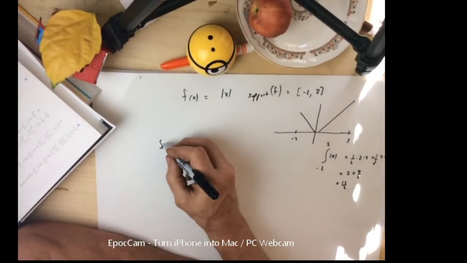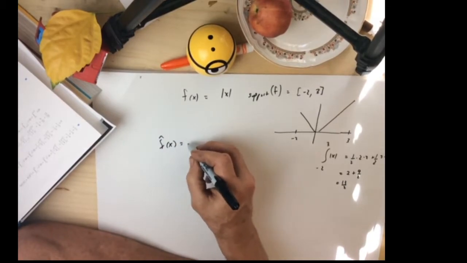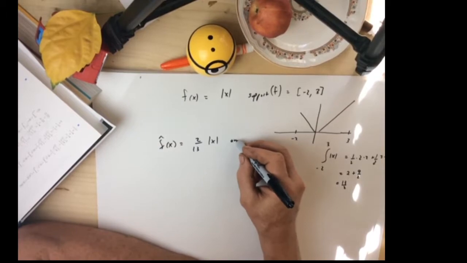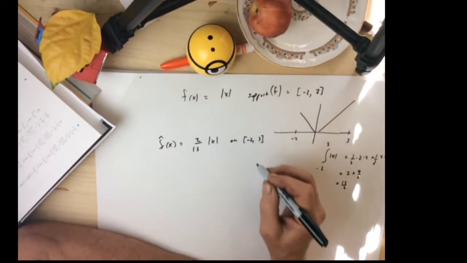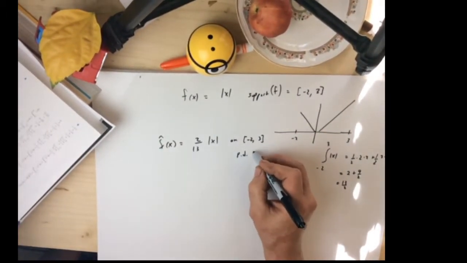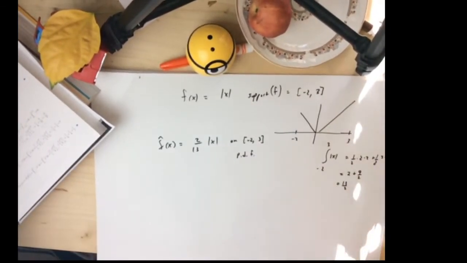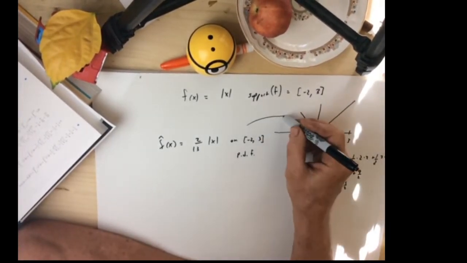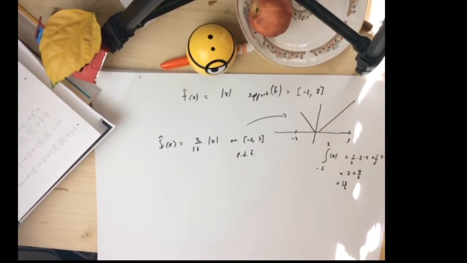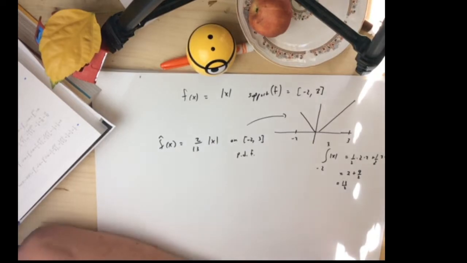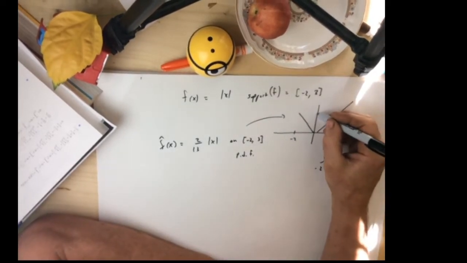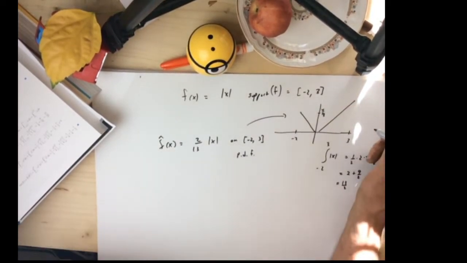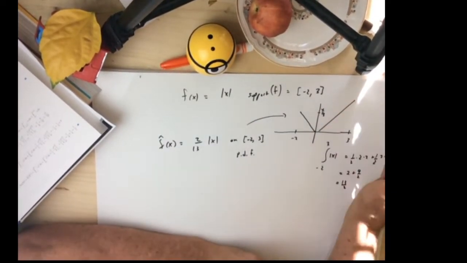So if I define a new function, f hat of x, which is equal to 2/13, the absolute value of x on minus 2 to 3, this is now a probability density function. And I can ask all sorts of questions associated with it. It's still the same picture here. That's a picture of f as well as a picture of f hat. It just so happens that the height right here is 4/13 now, and away we go.